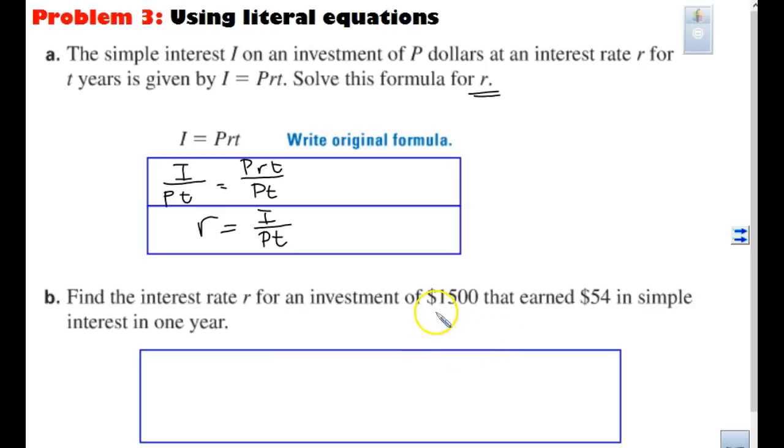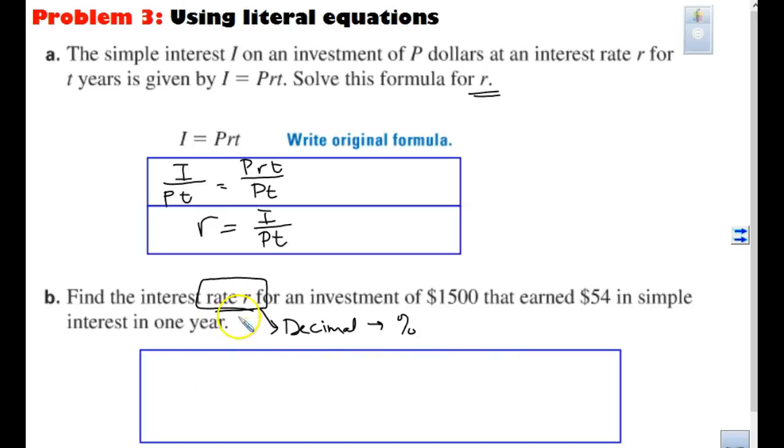And then it says, okay, find this interest rate. Now, I know some of you in 7th grade might not know too much about interest rates, but you might have a decimal for your interest rate, and we have to change it to a percentage because interest rates are usually written as a percent.